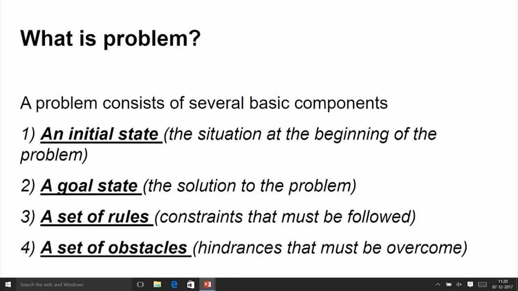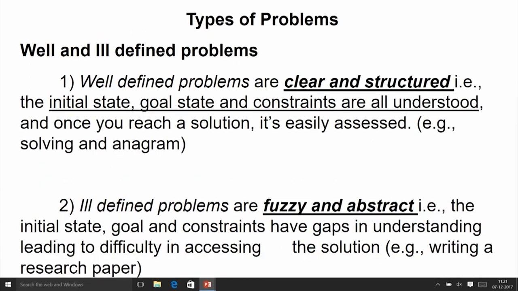And then there is a set of rules, as I said, constraints that must be followed. So, certain rules, for example, what can be done and what cannot be done, what is allowed and what is not allowed to solve the problem, and a set of obstacles, for example, hindrances that have to be overcome. So, as I explained in the paper writing problem, the hunger that you are feeling, or the fact that you have to go with your friends today evening, all these things are called hindrances or a set of obstacles which are out there. So, basically, any problem has these four points in it.